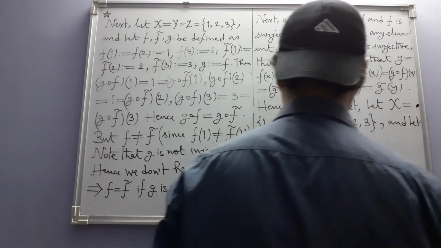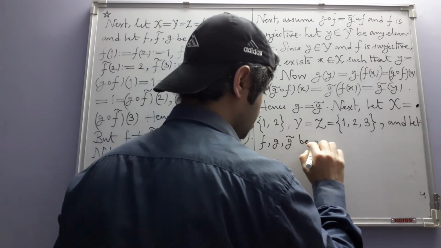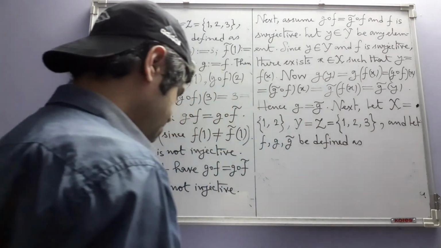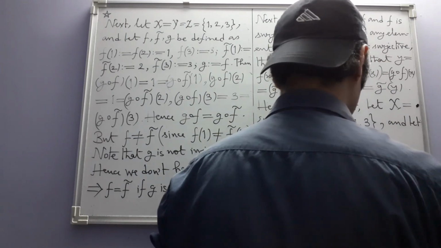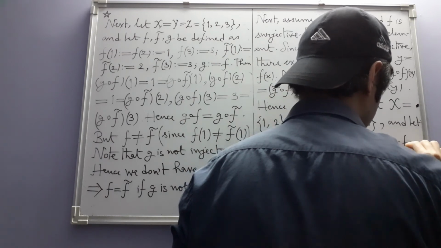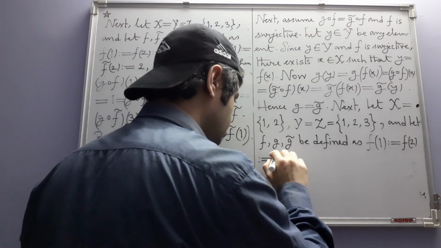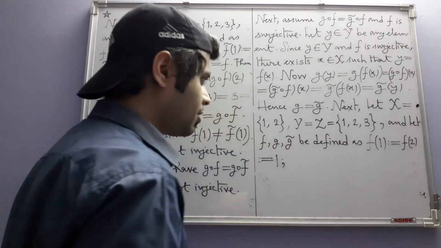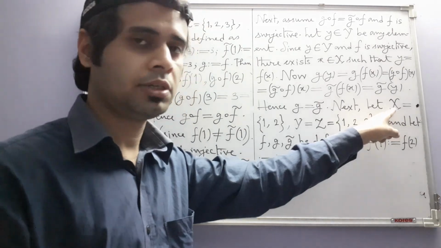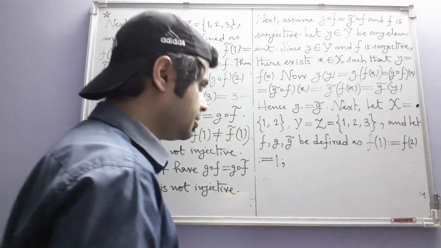And let f, g and g tilde be defined like this. F of 1 is defined to be equal to f of 2, which is defined to be equal to 1. Note that for f this much is enough. Why? Because the domain of f is X, which has 2 points. So at these 2 points we have defined the value of f. So f has been defined.